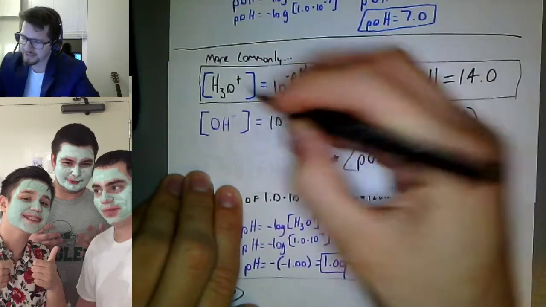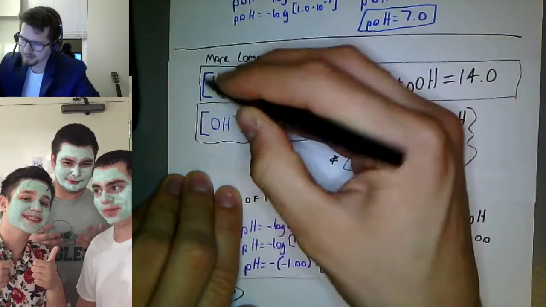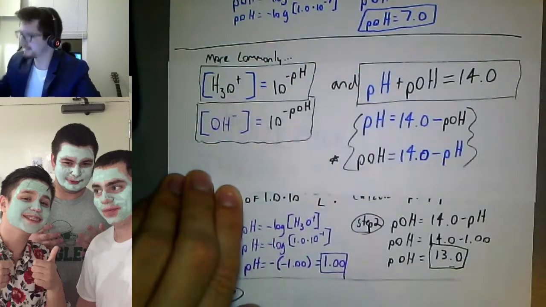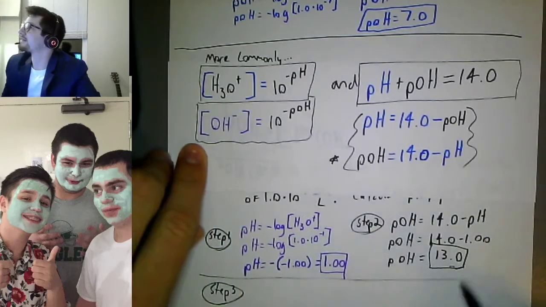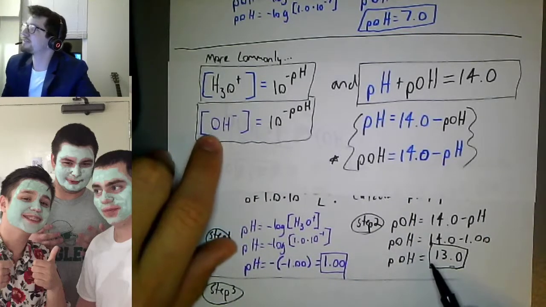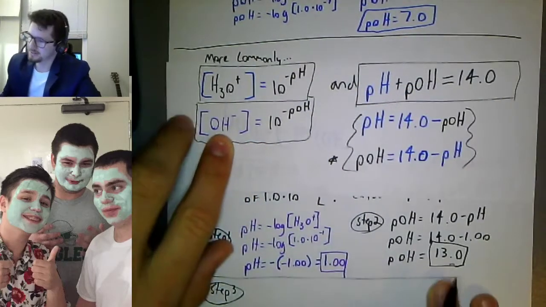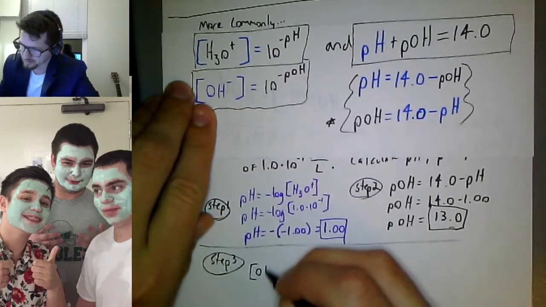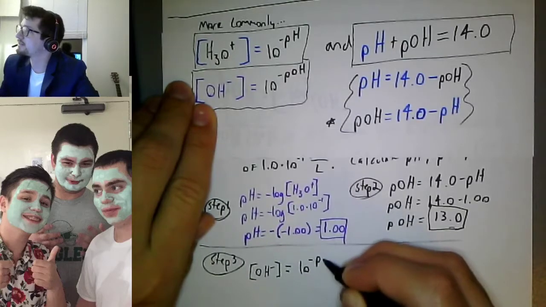This works for both pH and pOH. Like I said, they're super linked together. So I just found my pOH, so I can use the pOH to solve for my OH. So that's what I'm going to do. My OH minus content equals 10 to the negative pOH.